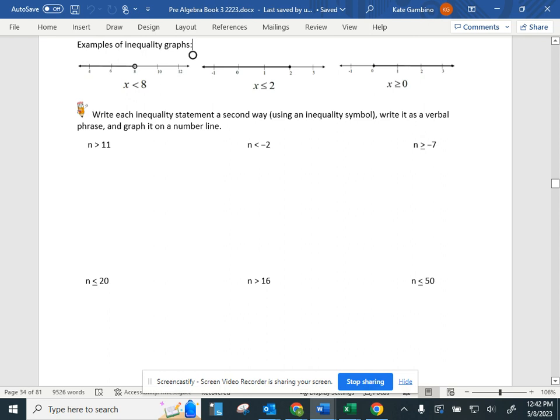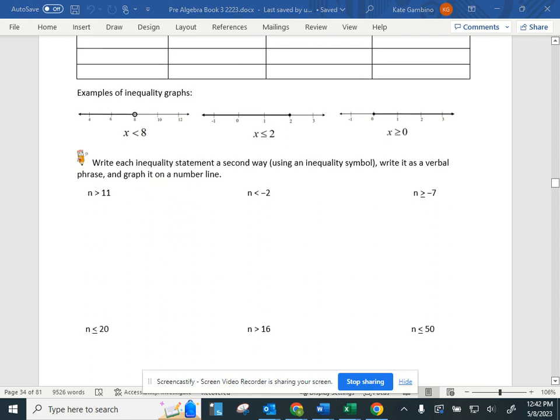So now we can graph our inequalities. Here's something important to know. If it is less than or greater than, our circle is going to be open. If it is less than or equal to, greater than or equal to, our circle will be closed. If the equal sign is under it, you fill in the circle when we're graphing. If it is not equal to, if you cannot be at that number, it has to be less than that number or greater than that number, our circle is open. It's not filled in. This is how we graph these.